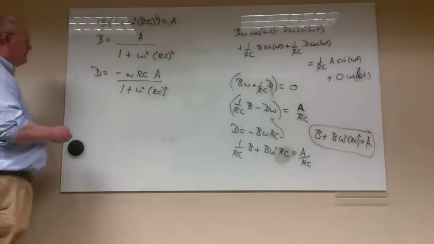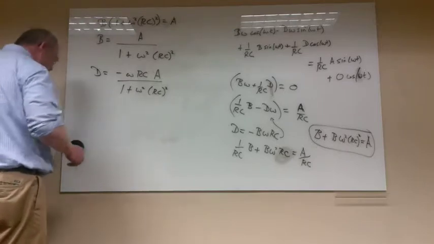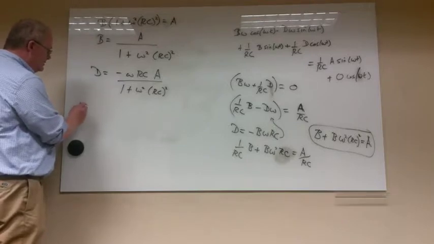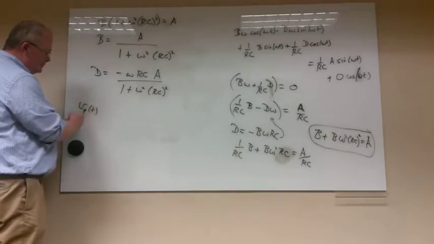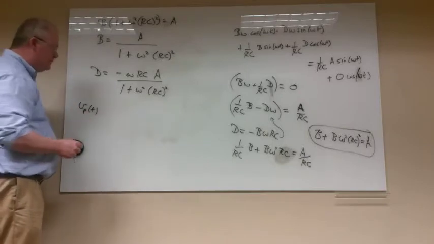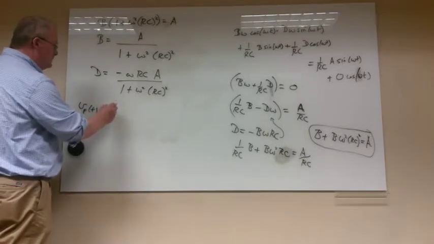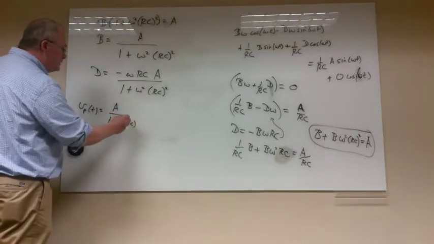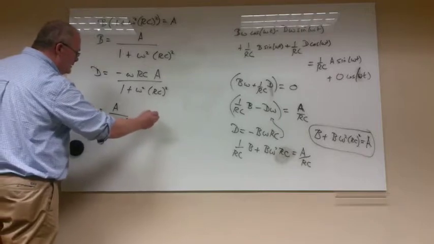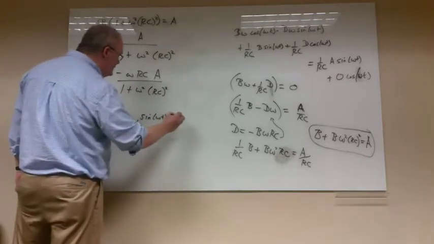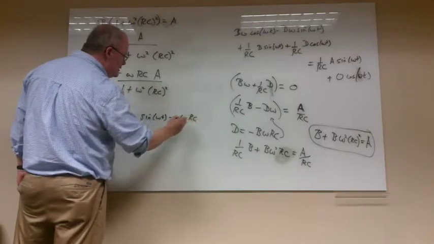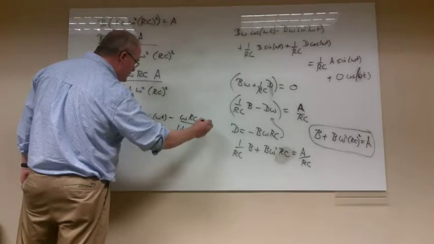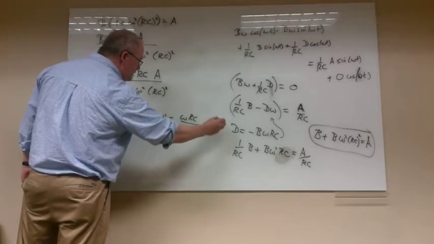I guess I'll go ahead and take a quick look at this. Like I said, you've got all the time in the world on the video. What this tells us is that the particular solution, VP of t or VC of t, I'm using them somewhat interchangeably, is equal to the amplitude A divided by 1 plus omega squared RC quantity squared times sine of omega t, minus omega RC over 1 plus omega squared RC quantity squared times cosine of omega t.